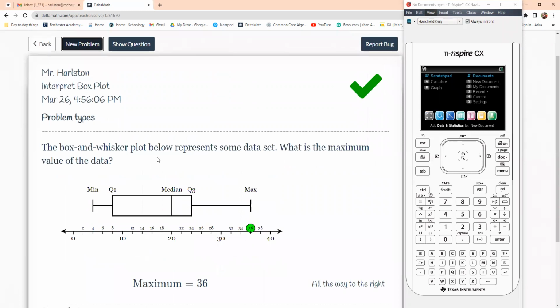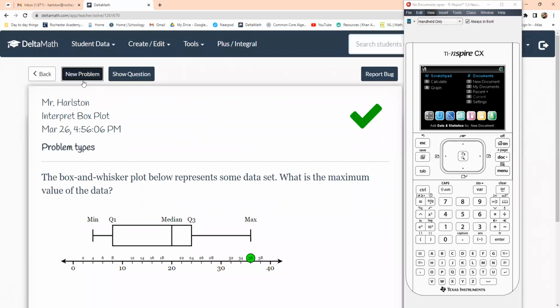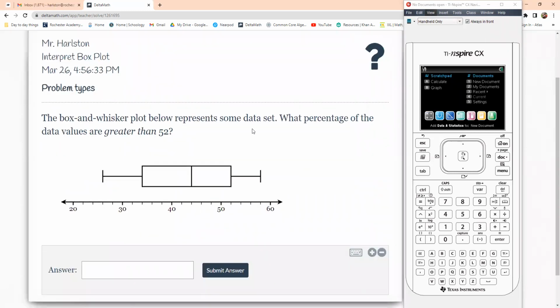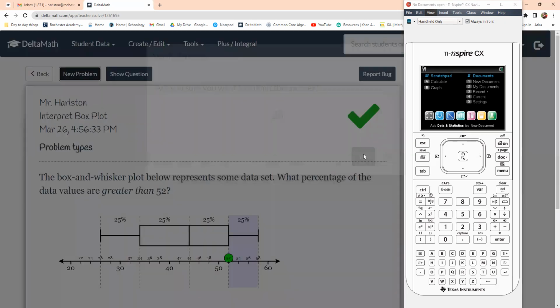Let's do one more. This one says the maximum again. Let's get a different one. This one says, what percentage of the data is greater than 52? So 52, it looks like it's going to be quartile 3. That means that 25% of the data is larger than the third quartile. So it would just be 25%. Whenever they ask you percentages, it's always going to be 25, 50, 75. There was one example that was 100, but it's got to be a multiple of 25. So we put 25 and it says that's right.